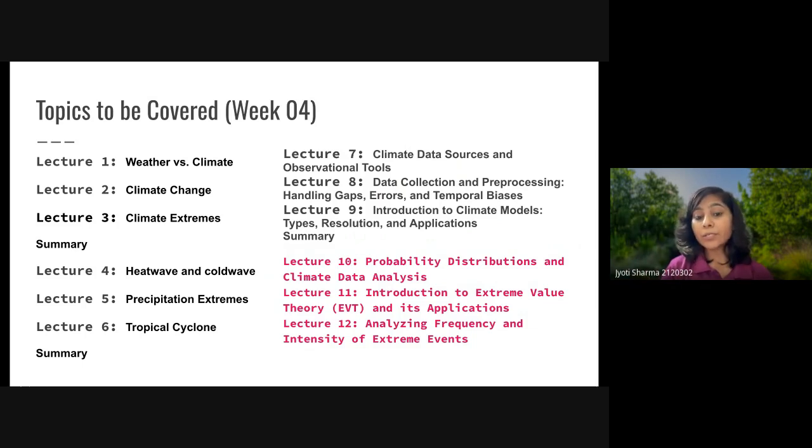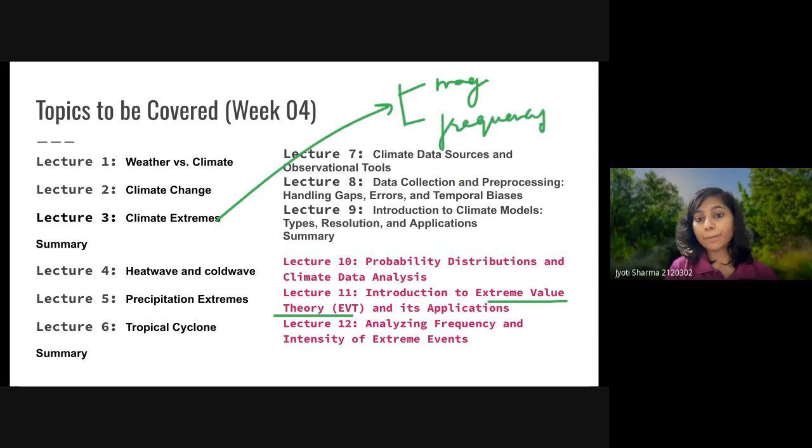Then we will try to learn an introduction to extreme value theory, that I will explain later, and then the frequency. If it is a climate extreme, it is not just based on the magnitude, as I told you, if Bhopal is getting 45 or 50 degrees. This is just the magnitude, but climate extreme we can also define in terms of frequency. So let's say we were encountering 45 degrees Celsius temperature every 2 years, but with time it may happen that we are getting this 45 degrees Celsius every year. So this is how we can also consider climate extreme in the form of frequency. So we will talk about frequency and intensity in the upcoming MCQs.